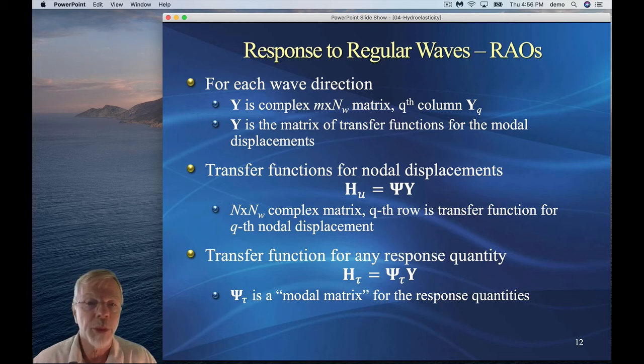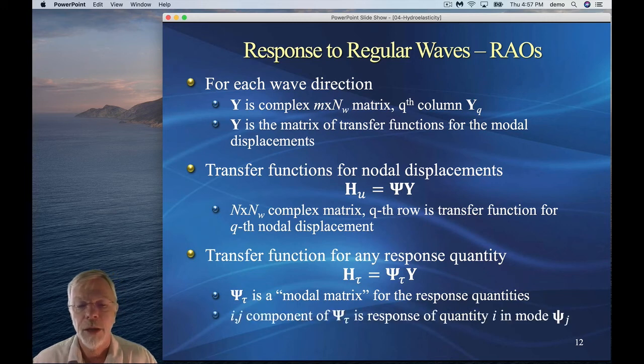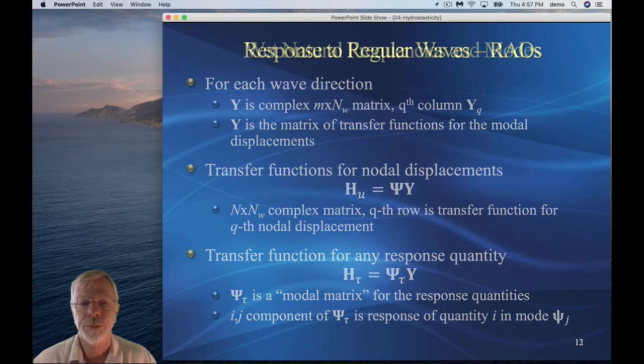We would need to determine the value for that moment in each of the mode shapes, and that would form one row of psi tau. And then different response quantities would form the different rows. Specifically, psi tau component i,j, the component at row i column j of psi tau, is the response quantity i in mode psi j.